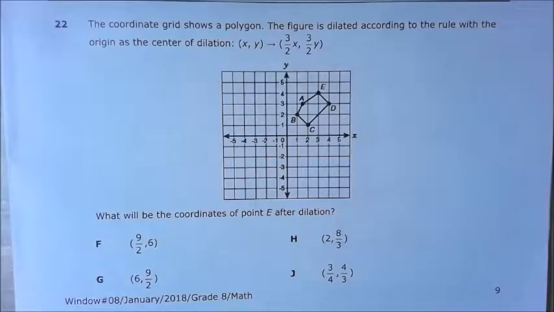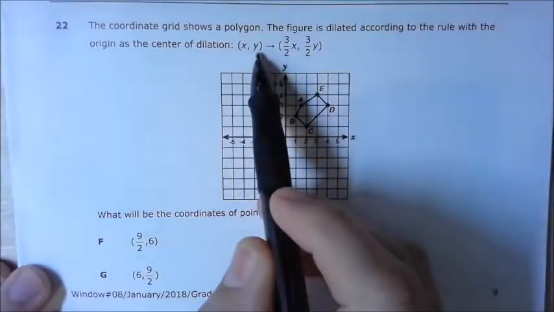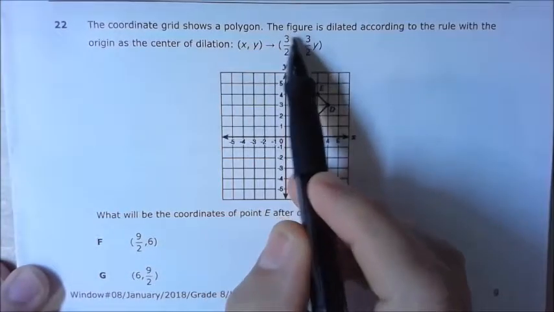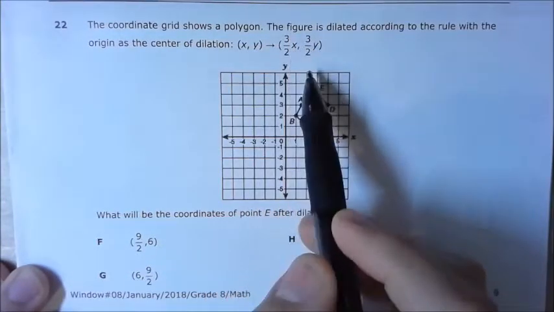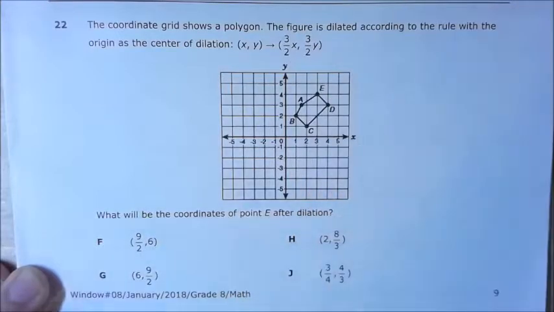Alright, let's go ahead and take a look at number 22. It says the coordinate grid shows a polygon. The figure is dilated according to the rule with the origin as the center of dilation. And it gives us this rule. It says x and y is going to change by 3 halves times x and 3 halves times y.